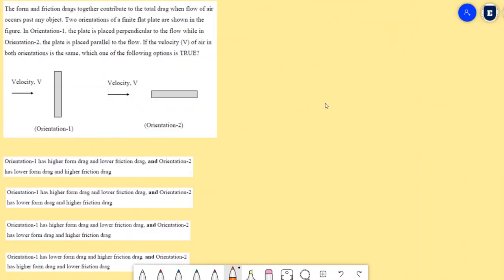So let us proceed to the next question. By using a similar type of example, I explained the concept of form drag and skin friction drag. So here also a similar question they are asking about form drag and friction drag. Friction drag is nothing but skin friction drag. As we already know, drag force is classified into two. One is skin friction drag, which is nothing but friction drag as they mentioned here, plus another one is form drag.